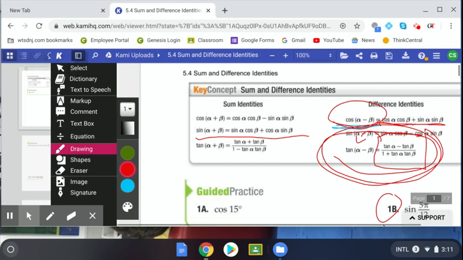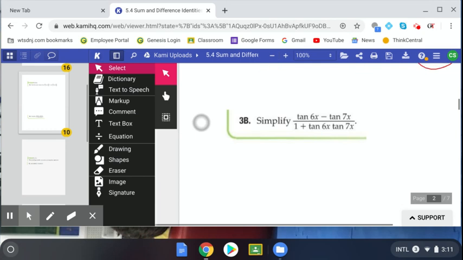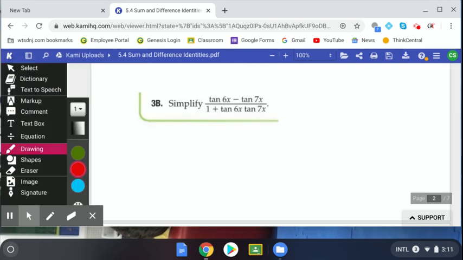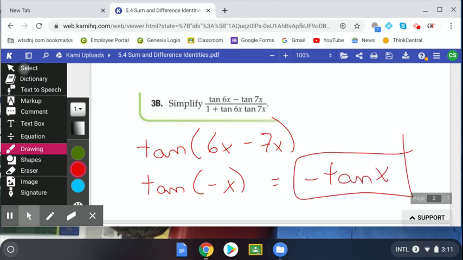So now I can rewrite this whole thing as tangent of the difference, so 6x minus 7x. And now I can combine 6x minus 7x. I get tangent negative x, which, if you remember, that's an odd function, so negative tangent x. Okay.